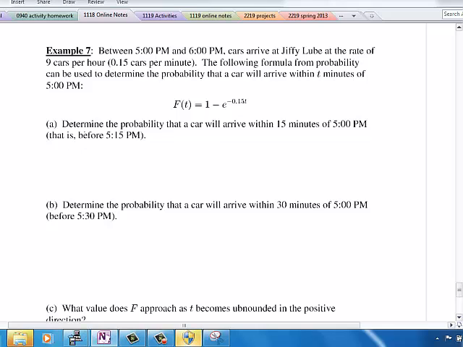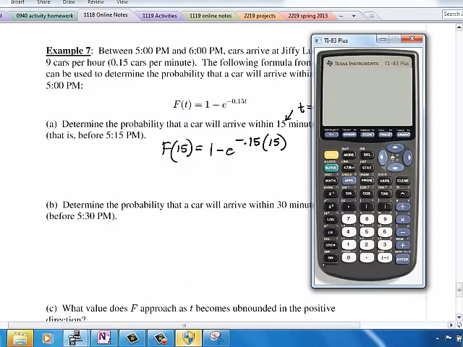So it says determine the probability that a car will arrive within 15 minutes of 5 p.m. So it said within t minutes of 5 p.m., so this would be my t value. So that a car is going to arrive somewhere between 5 o'clock and 5:15 p.m. So I do f of 15, 1 minus e to the negative 0.15 times 15. Lots of 15s there. And you'd need a calculator for that.